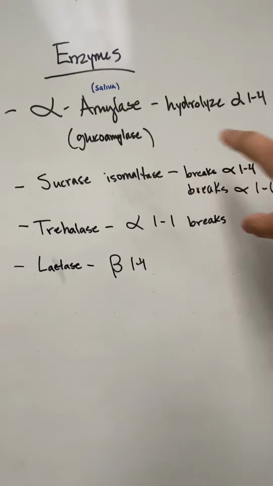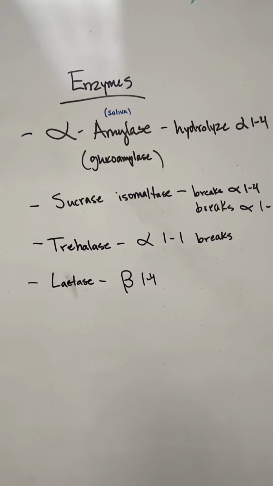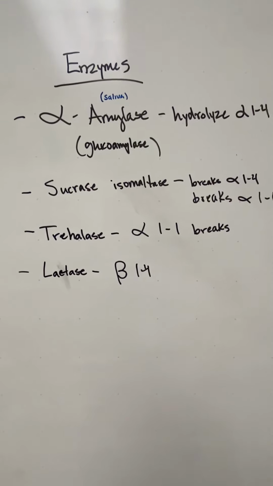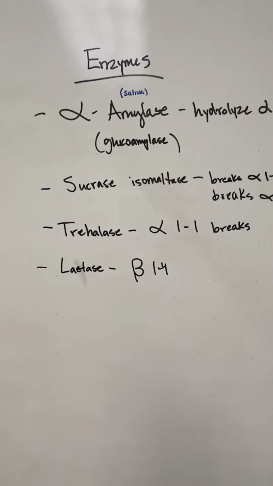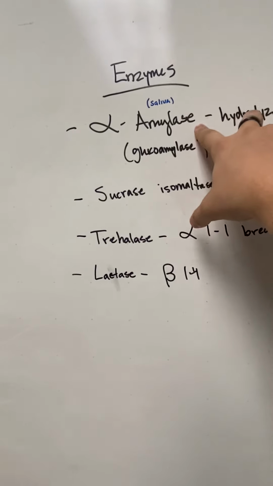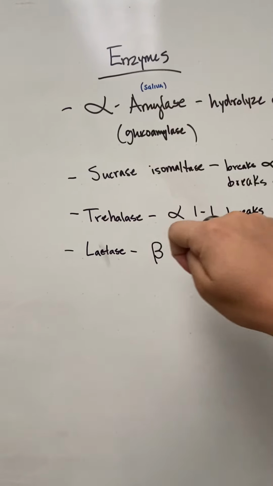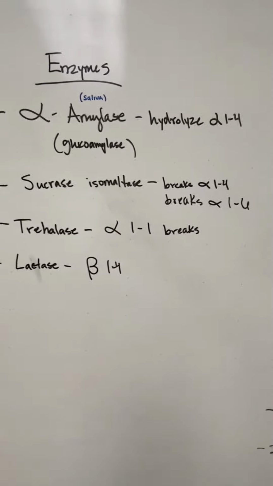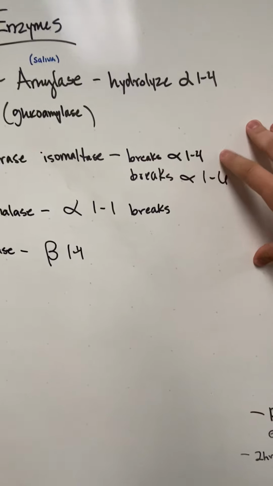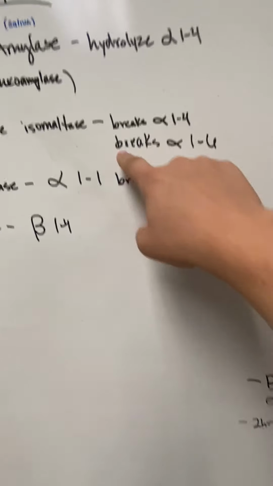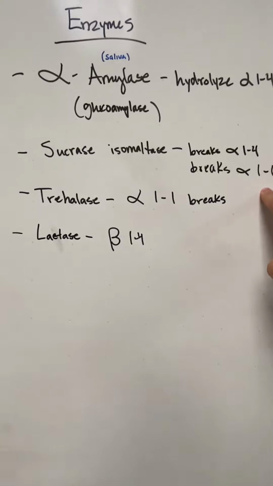So we have a few enzymes: alpha amylase, and that breaks alpha 1,4 bonds, and glucoamylase. Alpha amylase I think is found in the saliva, glucoamylase is found in the GI. We have sucrase isomaltase. This breaks 1,4 bonds, but it also breaks 1,6 bonds, and it's the only one that breaks 1,6 bonds, so we kind of need it.